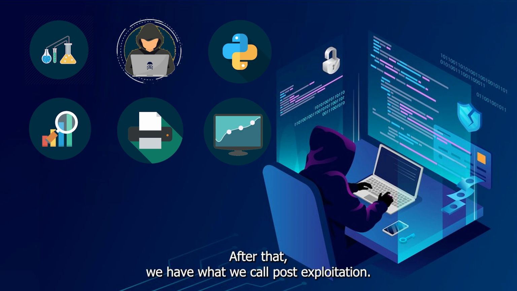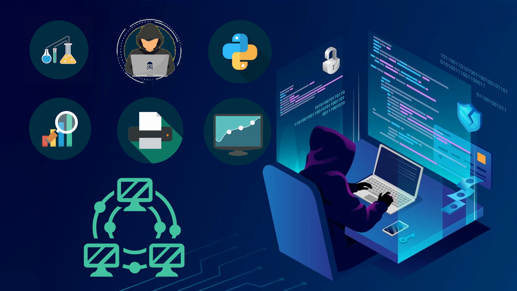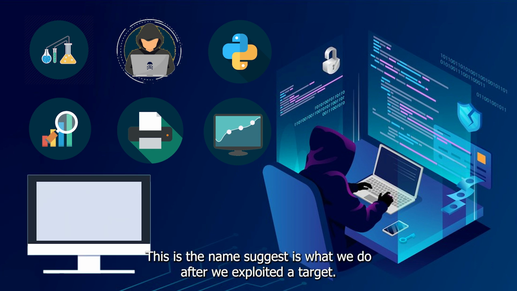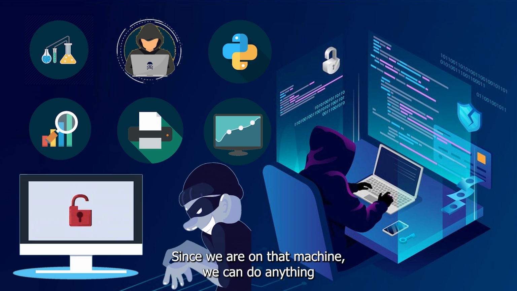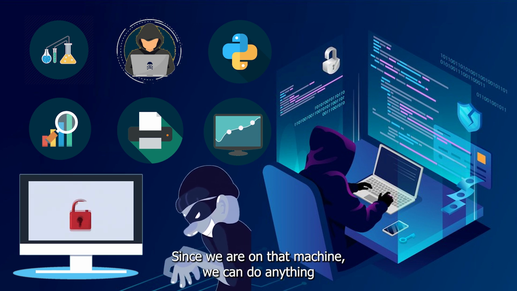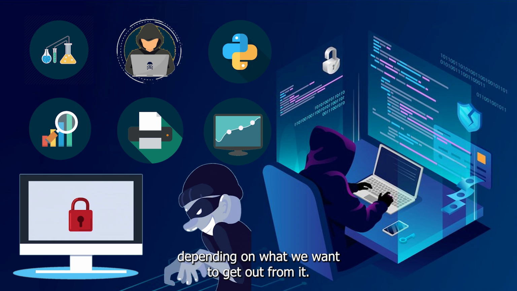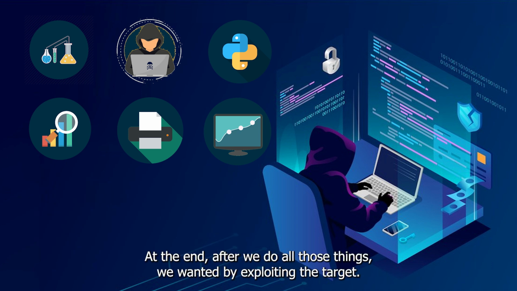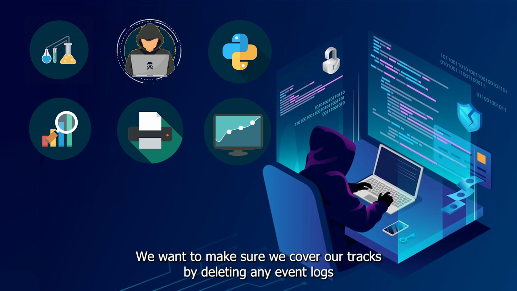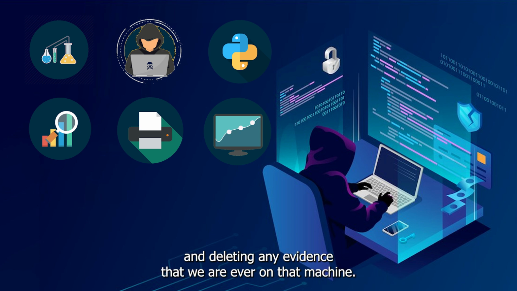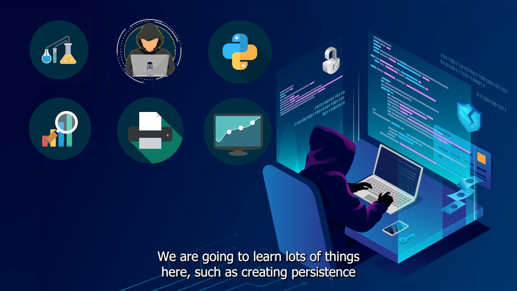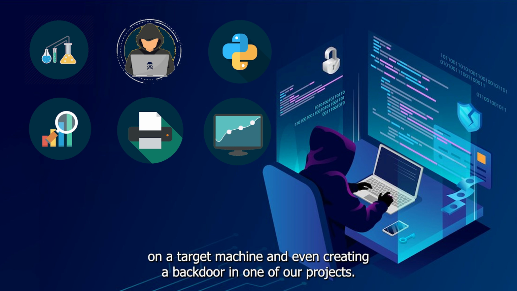After that, we have what we call post-exploitation. As the name suggests, this is what we do after we exploit a target. Since we are on that machine, we can do anything, depending on what we want to get out of it. At the end, after we do all those things we wanted by exploiting the target, we want to make sure we cover our tracks by deleting any event logs and any evidence that we were ever on that machine. We are going to learn lots of things here, such as creating persistence on a target machine and even creating a backdoor in one of our projects.